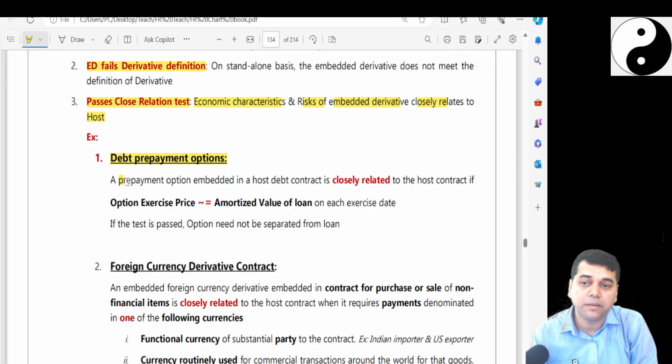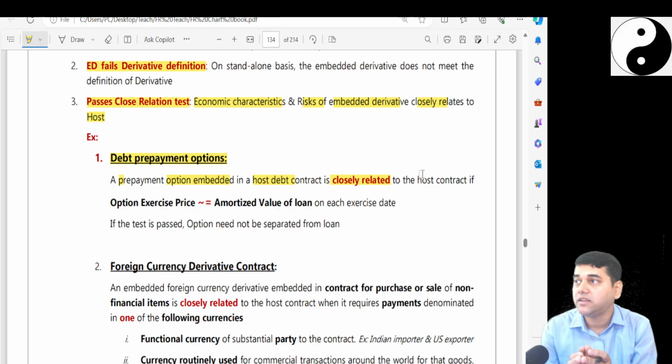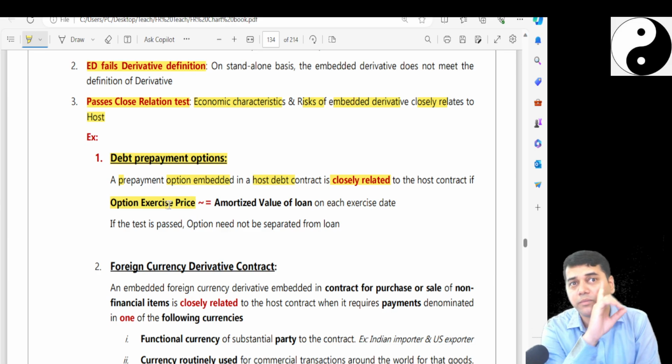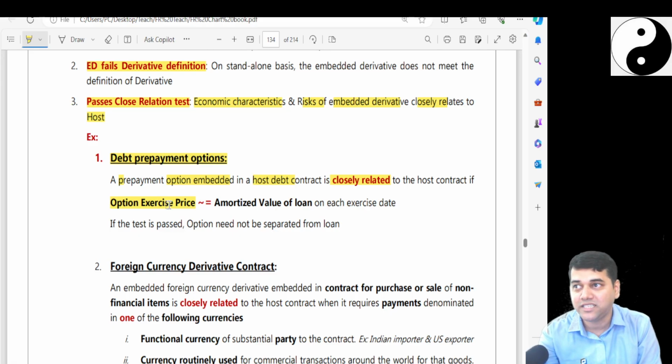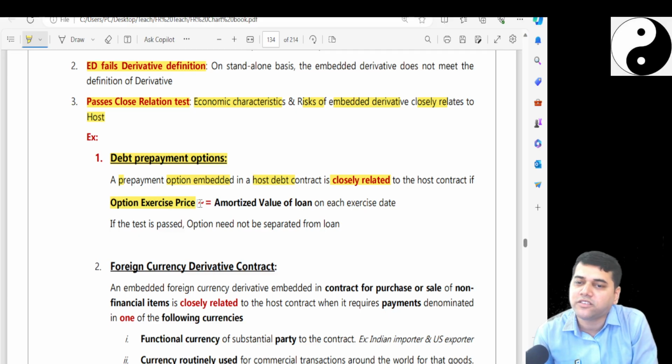Now the standard says a prepayment option embedded in a host contract is closely related. Is that option and the host contract related? Yes, when the option exercise price is given. You remember the first quiz: 11 lakh rupees, 10 lakh 60 was to be paid next year, this guy pays 11 lakh, debenture 5 lakh 25,000. It's called the exercise price. If that exercise price is closely related to the amortized value on each exercise date, then you need not separate, because amortized value is nothing but the present value of future cash flows.